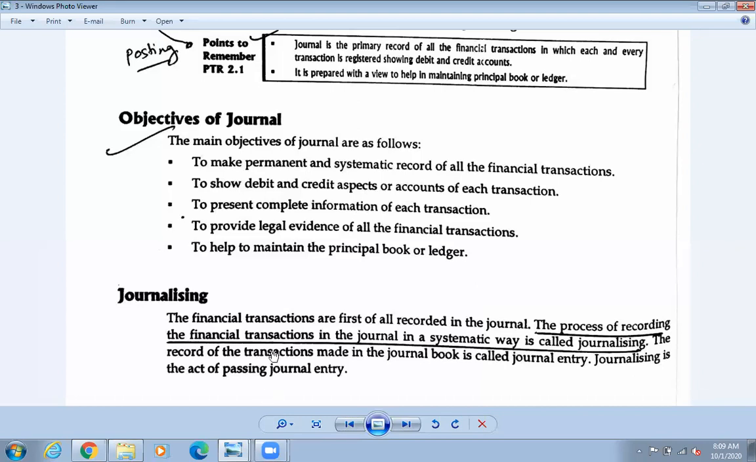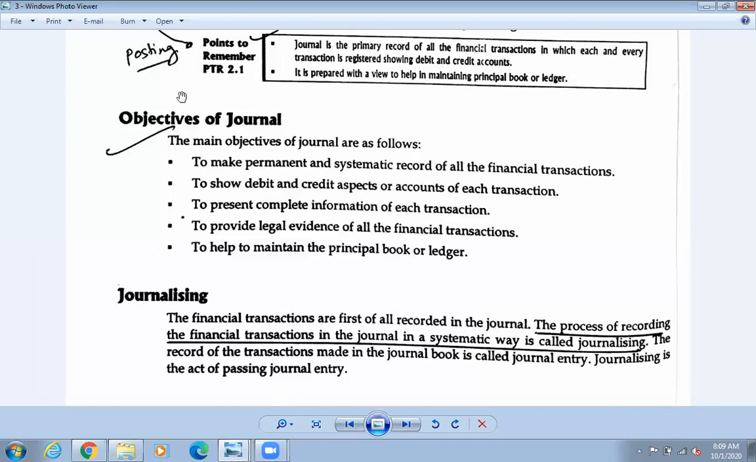Okay, and the record of transaction made in the journal book is called journal entry. So जुन तिमीले record गर्दैछौ नि, यो प्रोसेसलाई चाहिँ journalizing. So त्यो record जुन लेख्छौ त्यसलाई चाहिँ के भन्छ? Journal entry भनिन्छ.